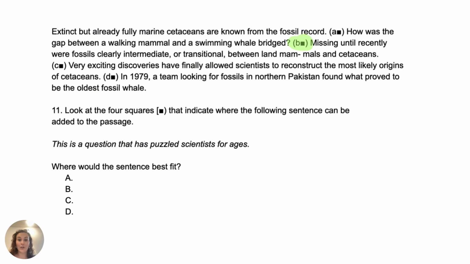If you answered B, you are correct. It is choice B. It says, "This is a question that has puzzled scientists for ages," and so it has to come after the question of how was the gap between a walking mammal and a swimming whale bridged?